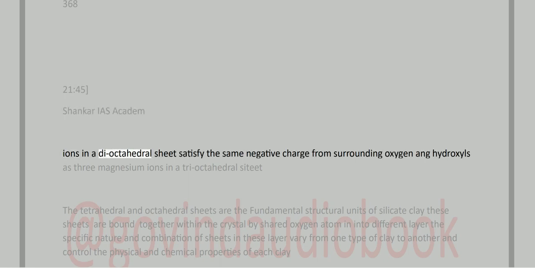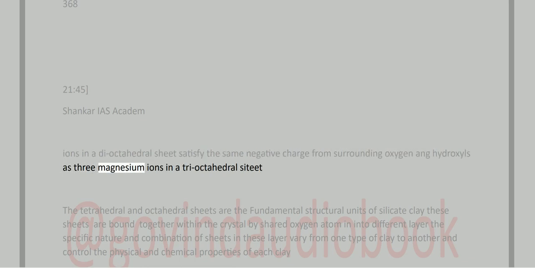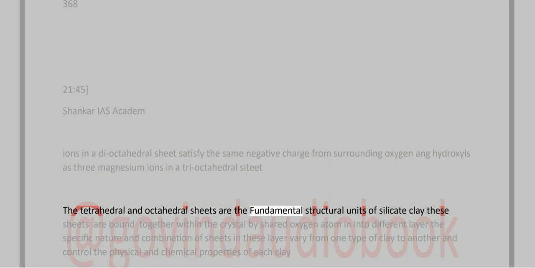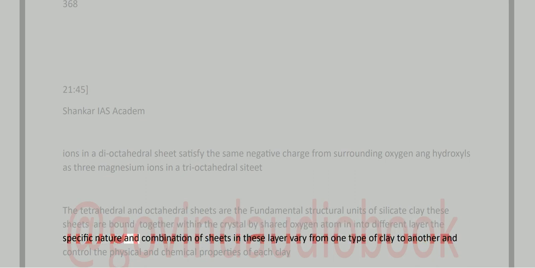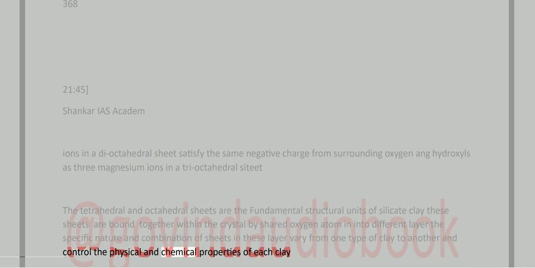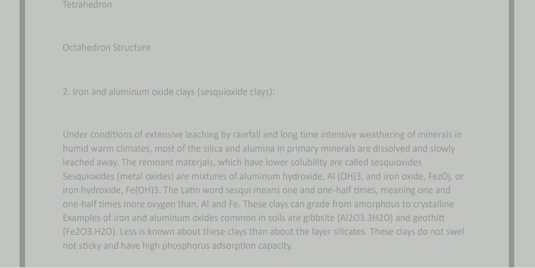ions in a dioctahedral sheet satisfy the same negative charge from surrounding oxygen and hydroxyls as 3 magnesium ions in a trioctahedral sheet. The tetrahedral and octahedral sheets are the fundamental structural units of silicate clay. These sheets are bound together within the crystal by shared oxygen atoms into different layers. The specific nature and combination of sheets in these layers vary from one type of clay to another and control the physical and chemical properties of each clay. Tetrahedron, octahedron structure. 2. Iron and aluminum oxide clays, sesquioxide clays.